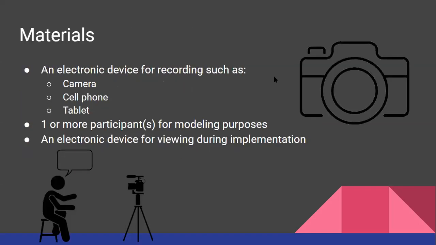When implementing video modeling, there are materials needed for training and intervention. When training individuals on video modeling, one will need an electronic device such as a camera, phone, or tablet to record the target behavior or skill. Additionally, a set number of individuals is needed depending on the target behavior to model the desired behavior. During intervention, an electronic device is necessary as suggested above in order for the individual to view the recorded video of the target behavior or skill.